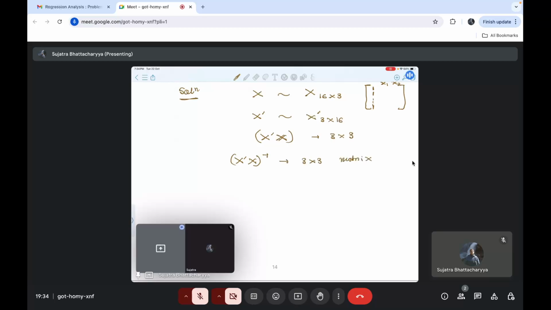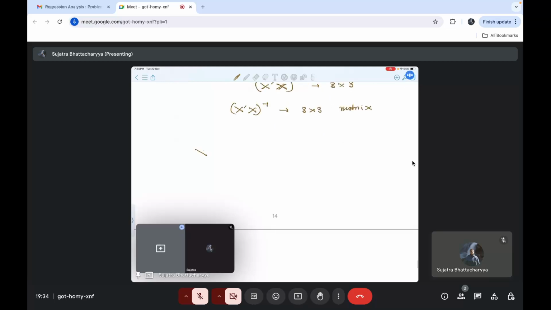Right. I have calculated the X prime X inverse. It's a lengthy calculation, not tough, but lengthy. You have to calculate the determinant, then the adjoint. If the question does not allow any programming and allows only a scientific calculator, then the number of observations will be fewer and it is easy to calculate the inverse. So don't worry about that.